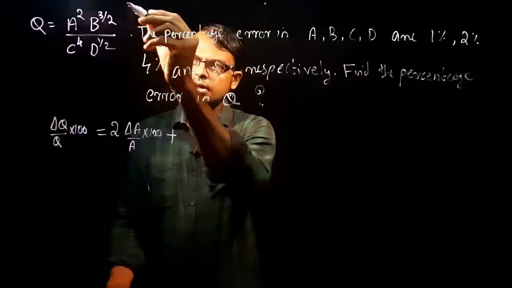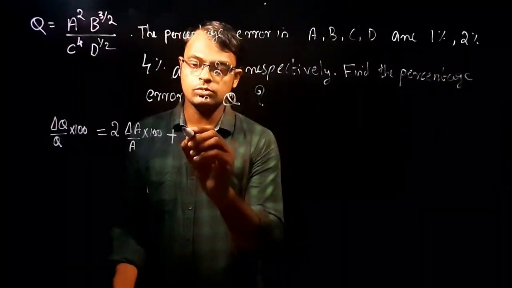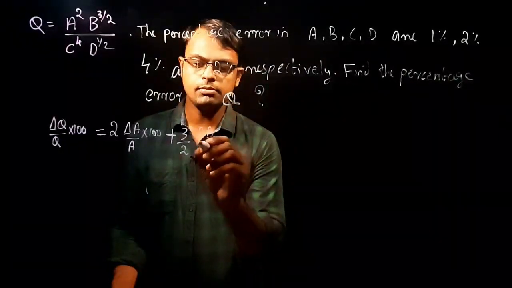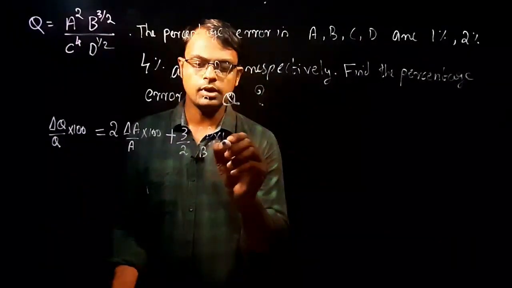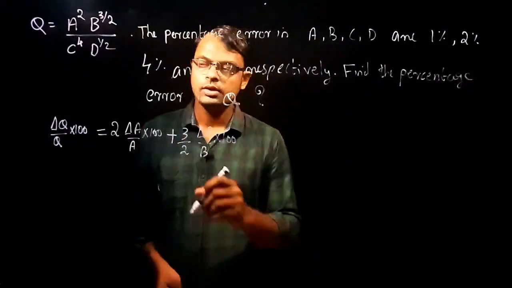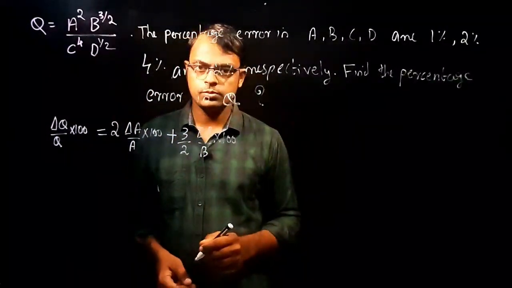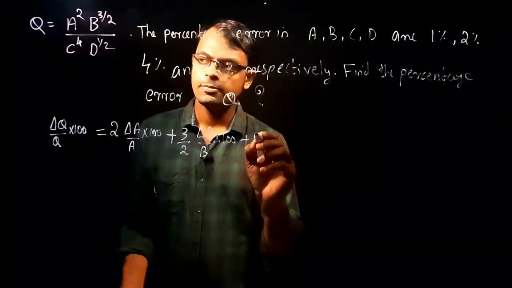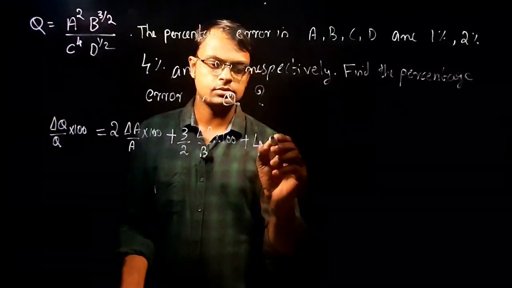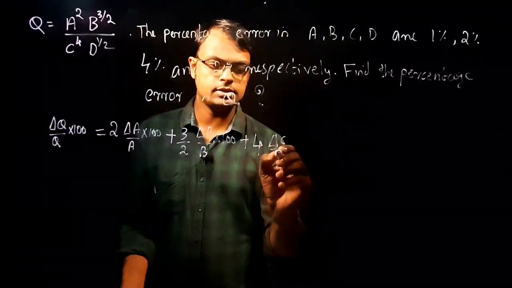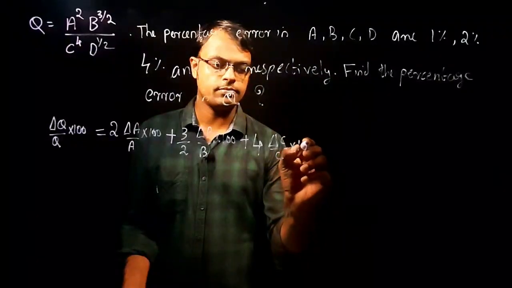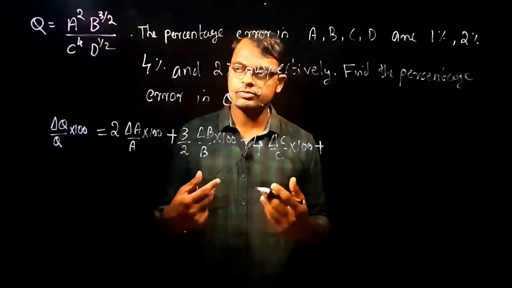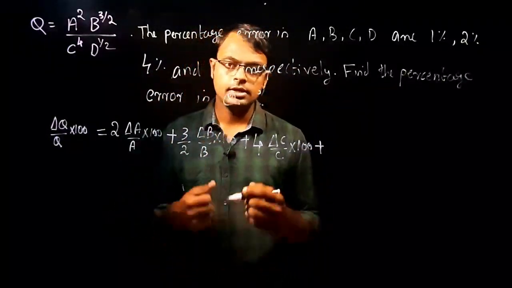Plus B, how many times we are using? Raised to 3 by 2. So we can write 3 by 2 times delta B by B into 100. Now divide by C to the power 4. That means we are using addition, 4 times delta C by C into 100. Plus, now D, another physical quantity which is measured here, D raised to 1 by 2.